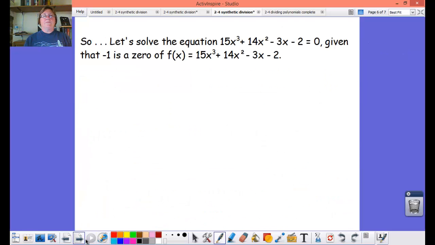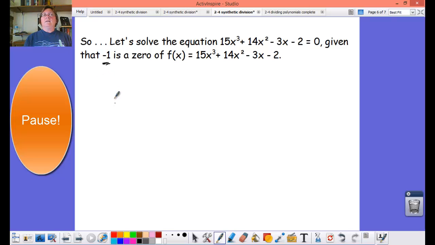Very good. So let's pull it together. I want you to solve the equation 15x cubed plus 14x squared minus 3x minus 2 equals 0, given that negative 1 is a 0. So we know a 0. Oh, by the way, this is a cubic. We should come up with 3 answers. We've given you 1, so you're going to have to find 2 more. Okay, let's pause the video, do some work, and solve that equation.